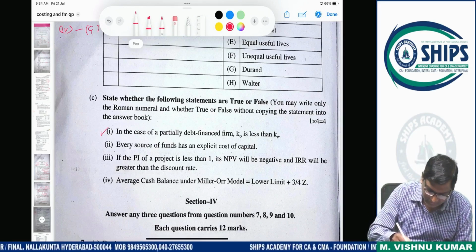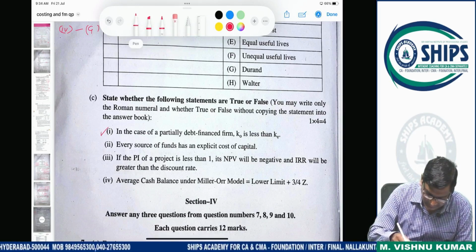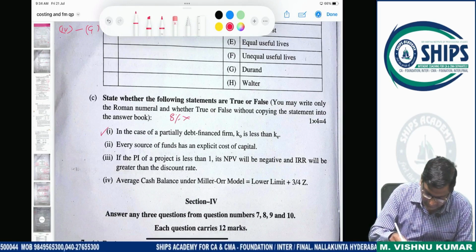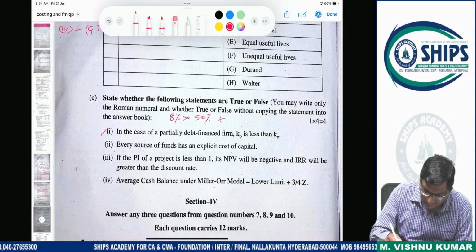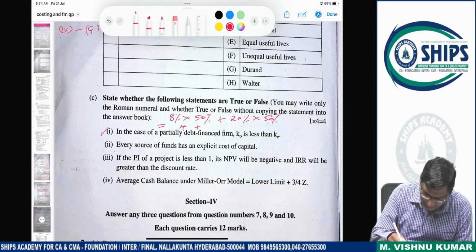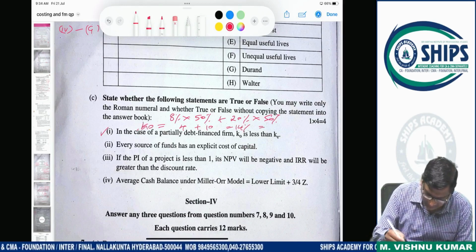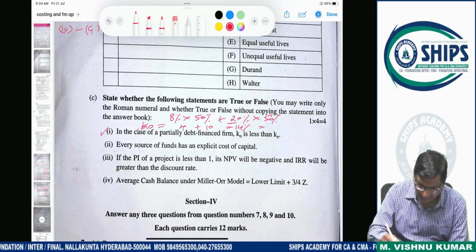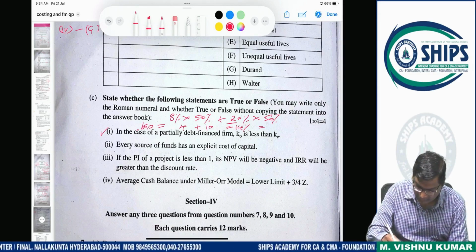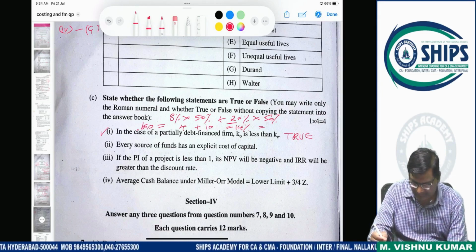How is it possible, sir? Suppose cost of debenture is 8%, and weight of debenture is, suppose, 50%. And cost of equity, suppose, 20%, and weight of equity 50%. So this is 4, this is 10. So 14. This is the overall cost of capital, Ko. But here equity is how much? 20. So overall cost of capital is 14, but equity is 20. So this is true.